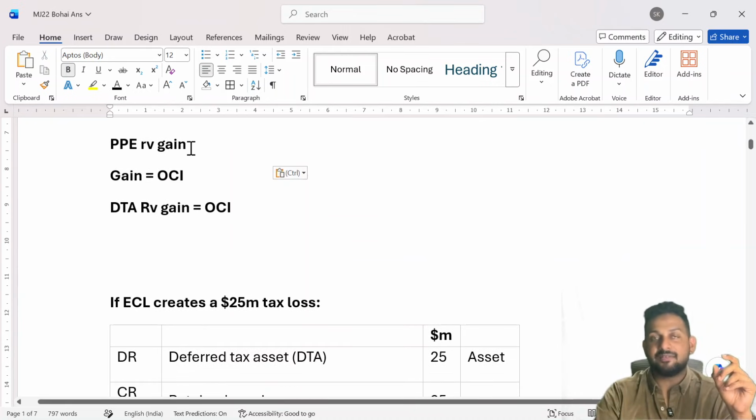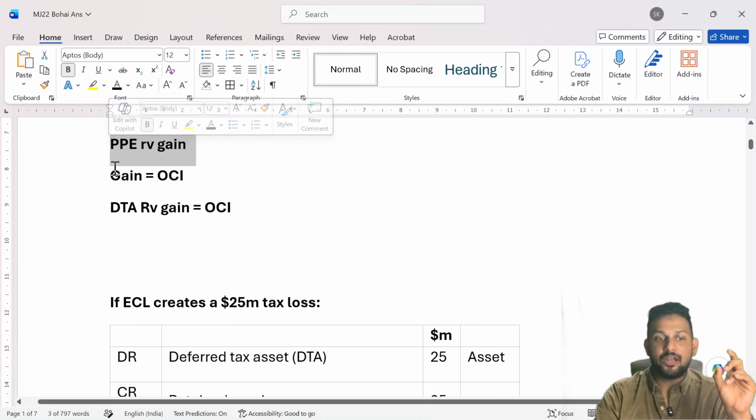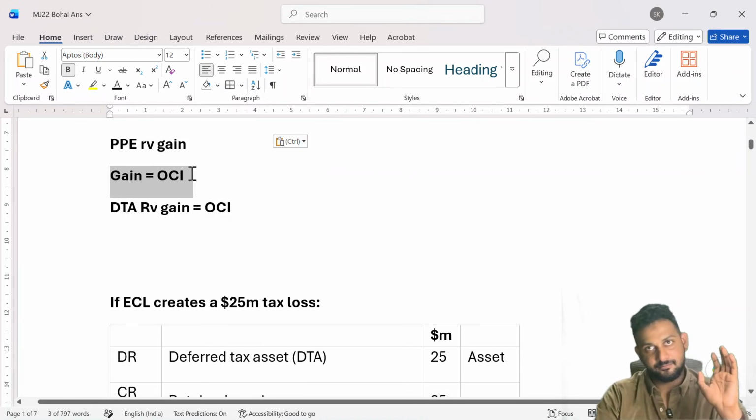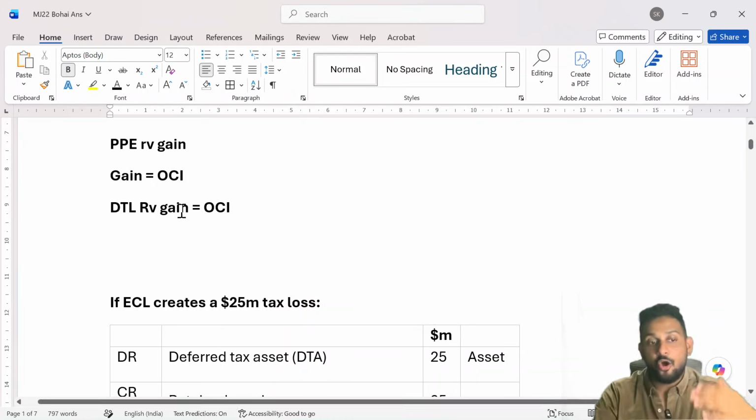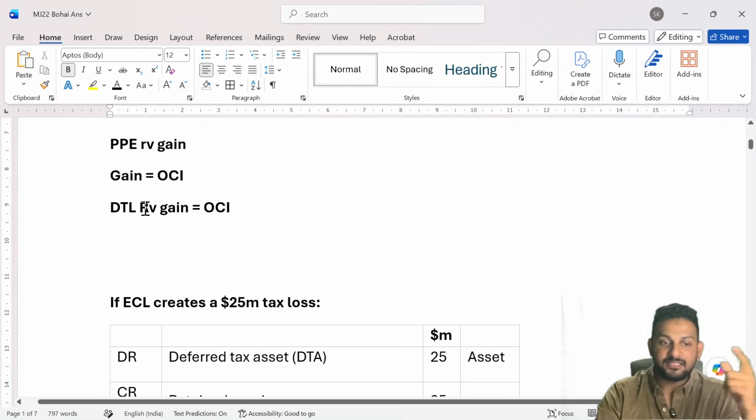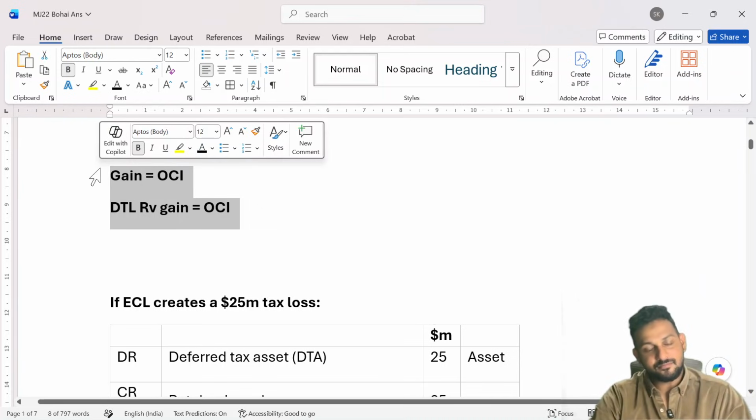Let's take another example. Let's say there is a revaluation gain. Normally a revaluation gain is taken to OCI. So there will be a deferred tax liability on the revaluation gain. This is taken to the same place, that is OCI. This is a rule. Clear?